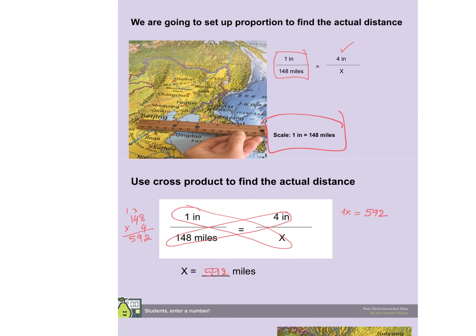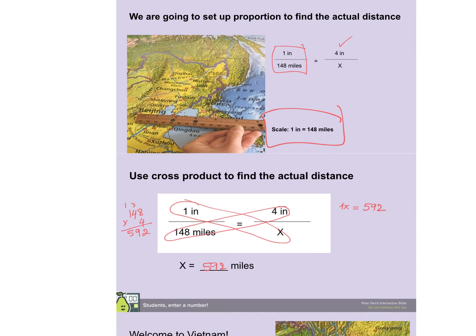Okay, so you have just learned about scale drawing, how to read a scale from a key, and then how to set up your proportion. What I want to show you is when you set up a proportion, please make sure that if this side is inches, this side must be inches. And if this one is miles, this side has to be miles, right? So they have to be proportional. Or the other way, inches to miles will be the same as inches to miles.